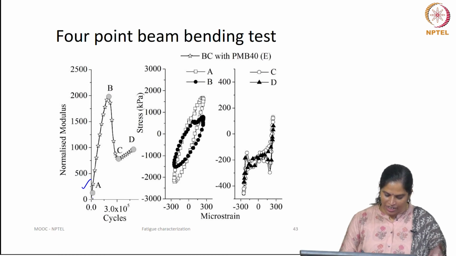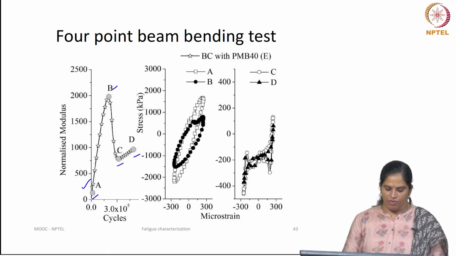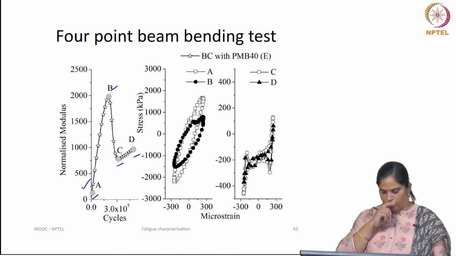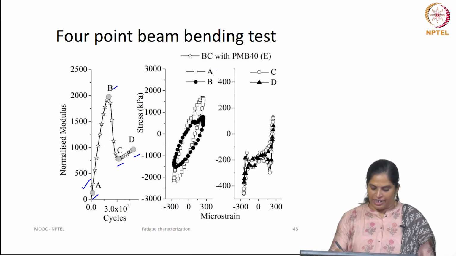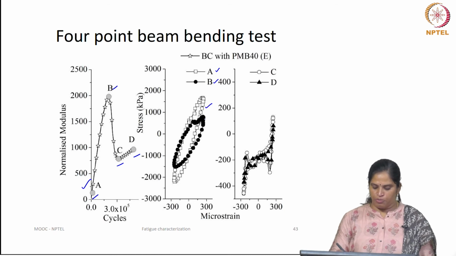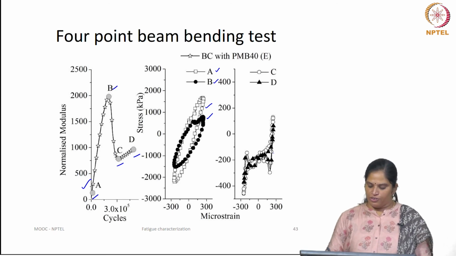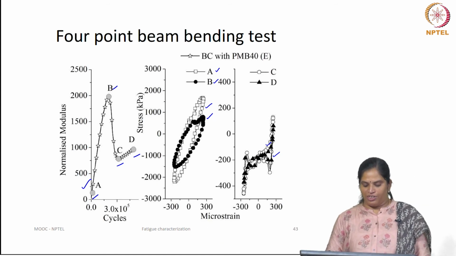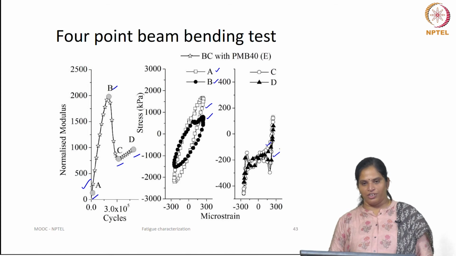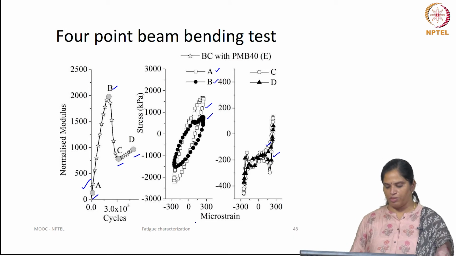So, now if you take 3 or 4 points, mark 4 points on the normalized modulus, one at the initial stage, next at the peak stage, and C and D nearing the end of the sample life. Now, at A and B, the Lissajous plot, one is elliptical and the other, B, is also nearing elliptical. At C and D, you can see the Lissajous plot to be a non-elliptical shape. So, this non-elliptical Lissajous plot can be used as a factor to identify the damage, or it also shows the extent of damage in the sample.